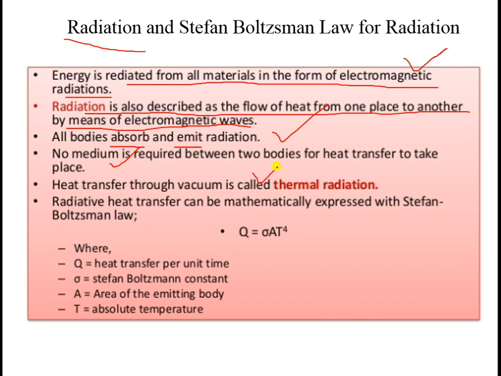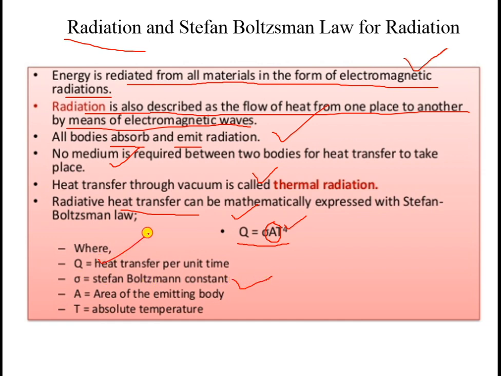Now, the law which governs this radiation is nothing but the Stefan-Boltzmann law, which gives us the radiative heat transfer. According to this law, the flow of heat is directly proportional to the area of the body emitting the radiation and the fourth power of the absolute temperature. The proportionality constant is known as the Stefan-Boltzmann constant, sigma.